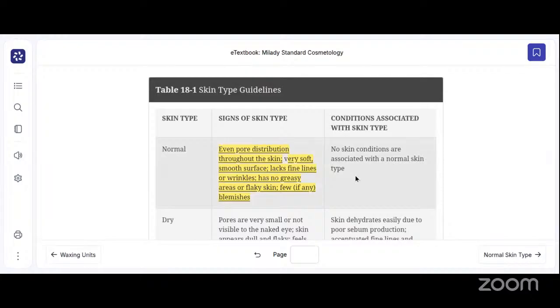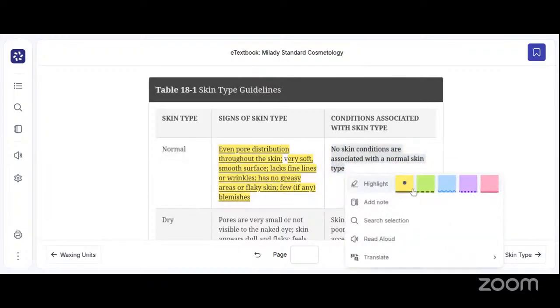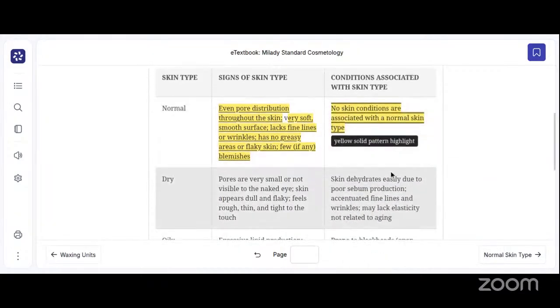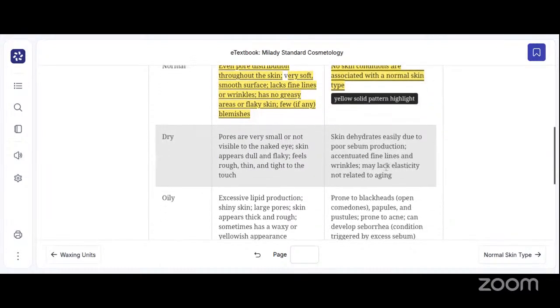Even pore distribution throughout the skin, very soft, smooth surface, lacks fine lines or wrinkles. Has no greasy areas or flaky skin. That means it does not waver in any dryness, and it does not waver on the oily side. And very few blemishes. No skin conditions are associated with normal skin. We're not talking acne. We're not talking anything on the severity of dryness, dry skin, overactivity of the oil glands, nothing.